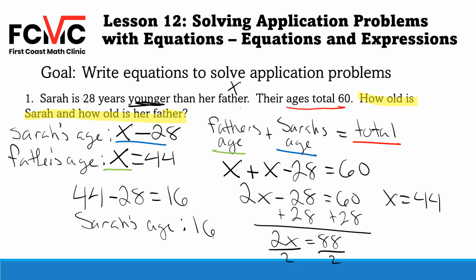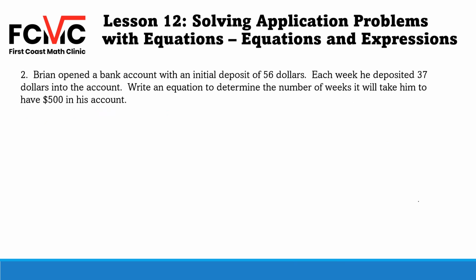And just checking if our answer is reasonable. Well, if we add up 44 plus 16, we get that total 60 back. And that's a reasonable age. The difference is 28. So that's a reasonable answer. So the father's age is going to be 44 and Sarah's age is going to be 16. All right, let's move on to the next example.